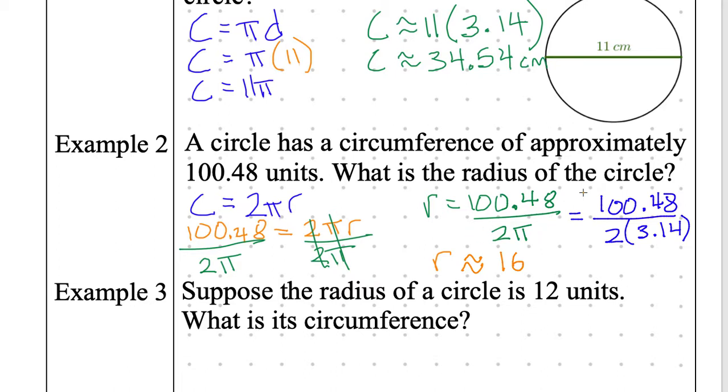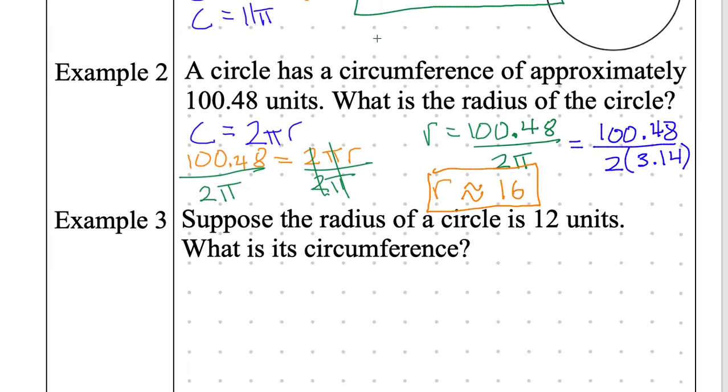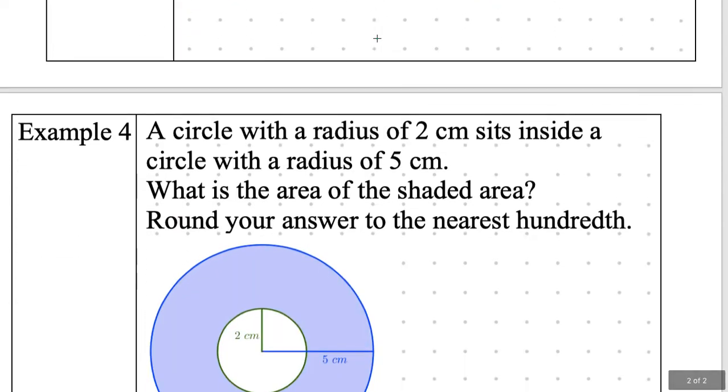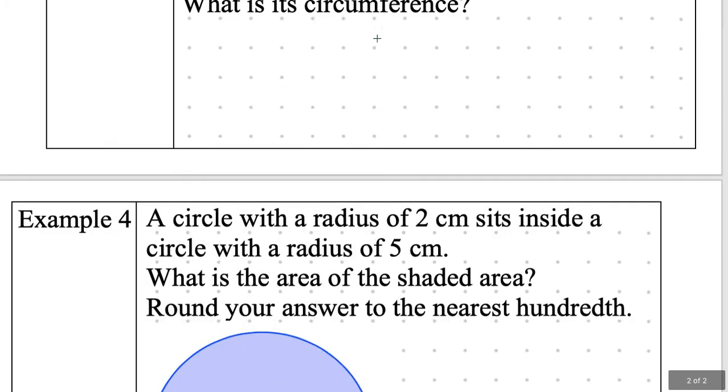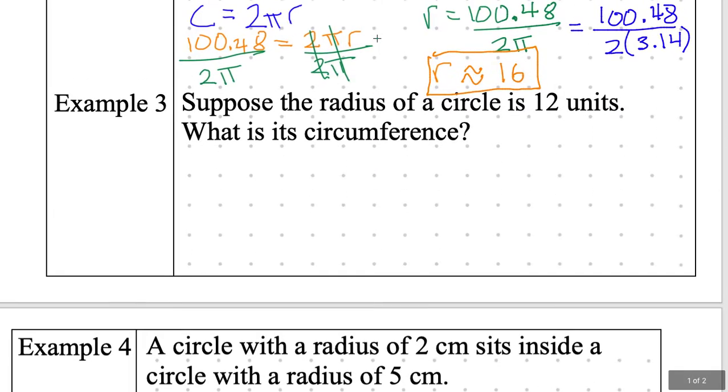All right. We should be boxing our answers too. I haven't been doing a good job of that. There's 16. There's 34.54 centimeters. You guys can do example 3. It's the easiest example. Do example 3. I'll give you guys 60 seconds, and then we can move on to the harder material of finding shaded area. Good luck on example 3. You may work together.